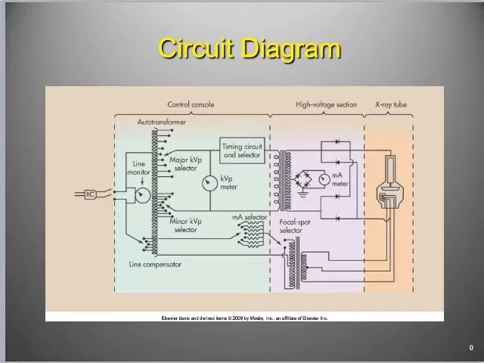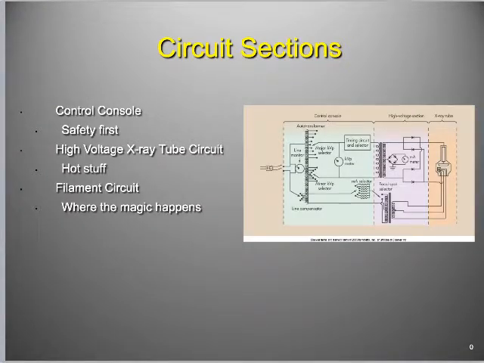So if you're completely lost, like, oh my goodness, this is miserable, let's just try to remember this: the control console is the safety first place. You cannot get yourself fried down to the fillings with the control console. The high voltage stuff is the hot stuff, right? And then the filament circuit is where the magic happens, because we described how this thing's going to glow bright red, the anode starts spinning, and then boom, the magic moment, when the X-rays are produced.